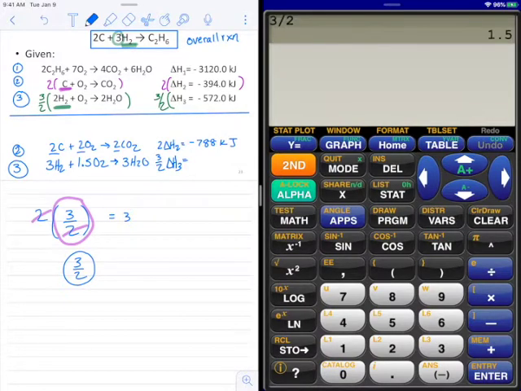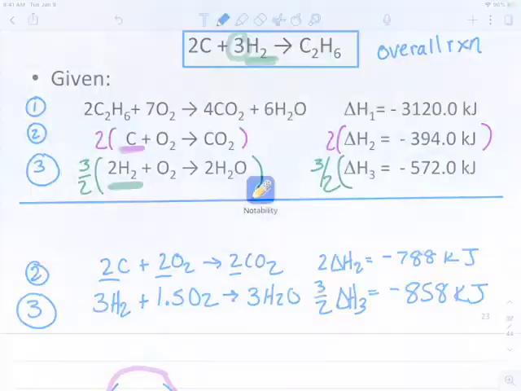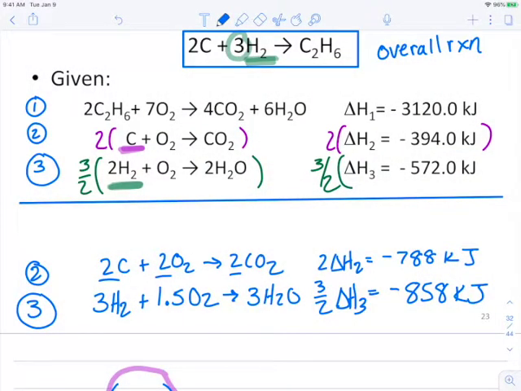So I'm going to do 3/2 times negative 572. And it looks like we have negative 585. No, I'm sorry, 858. I apologize. All right, negative 858. Any questions on how I did that math in my calculator to do 3/2 times the 572? All right. All right, so any questions about what we've done so far?